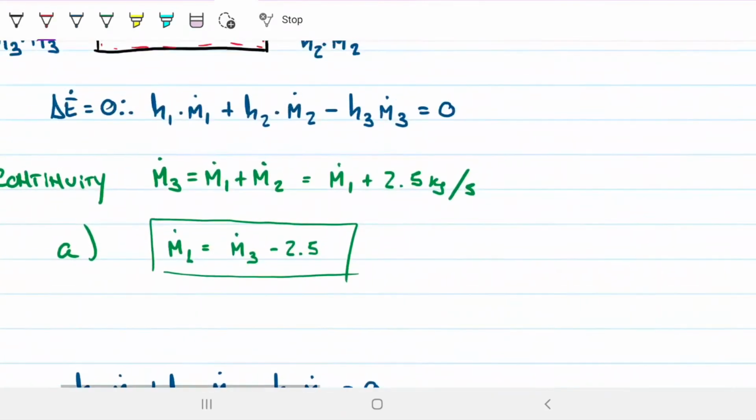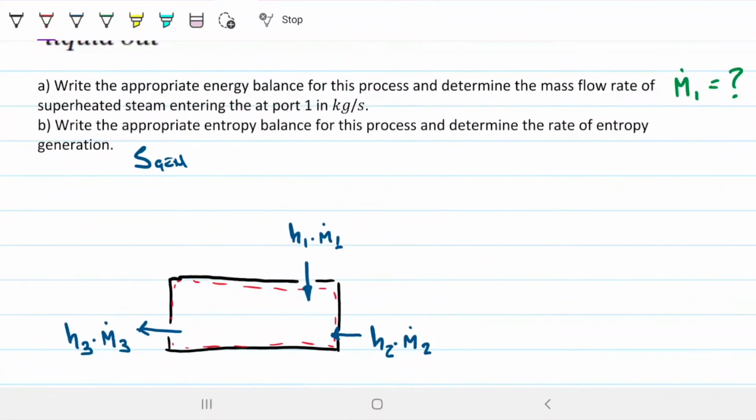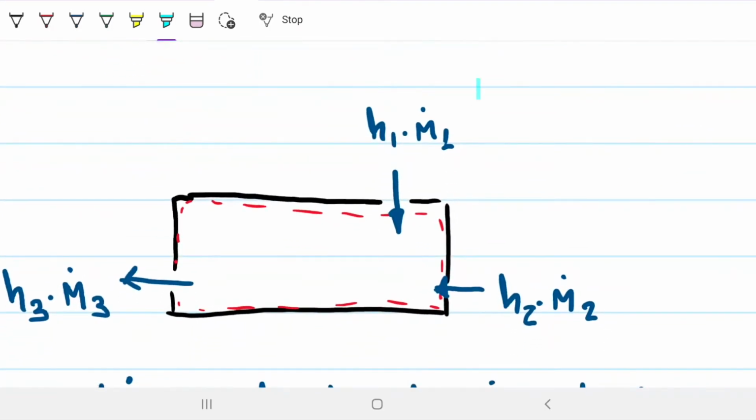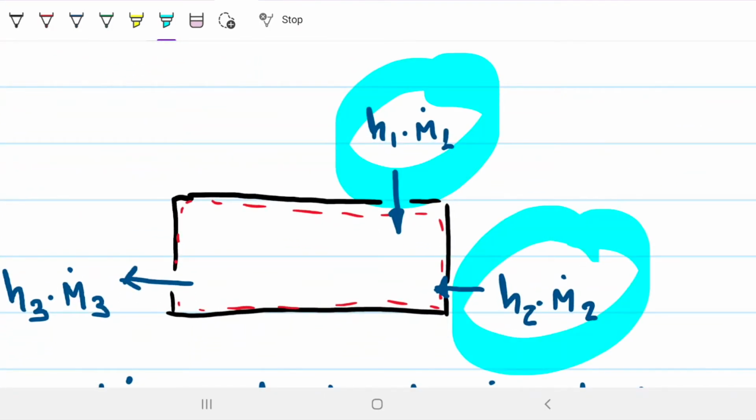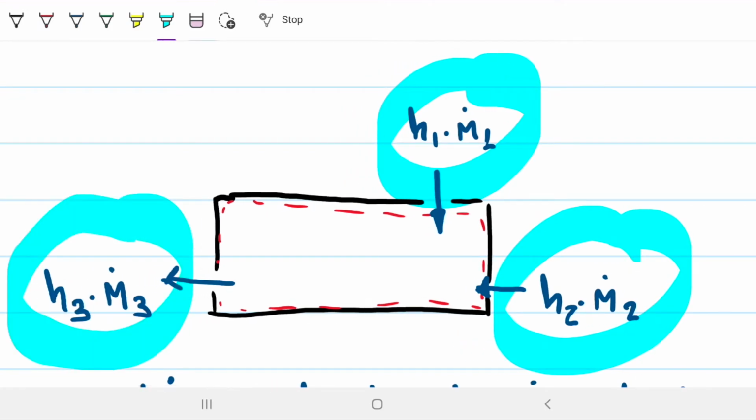Cool. Now, part B, we need to find the entropy generated here, right? One thing that we need to remember when we're doing entropy is that entropy, as opposed to energy, is not conserved, right? There's no such thing as conservation of entropy. But we do know that we have a process happening here. We have these guys entering with a certain entropy, this guy entering with a certain entropy, and then this guy leaving with a certain entropy.